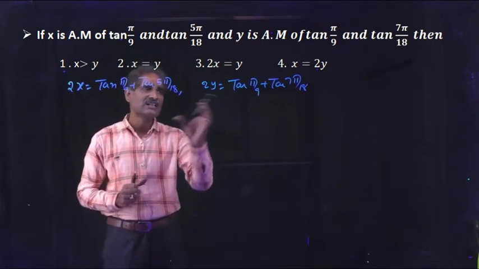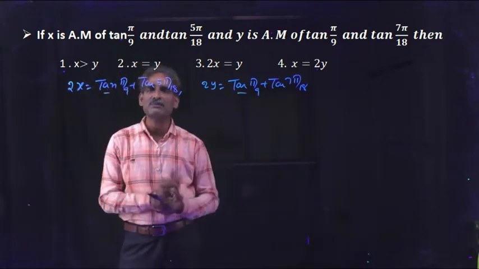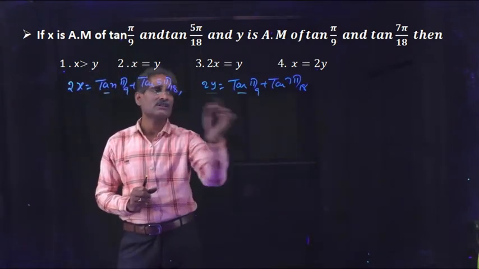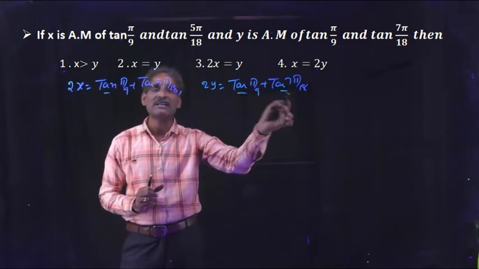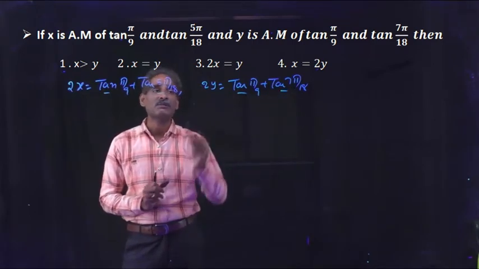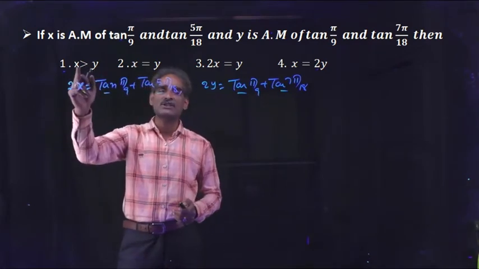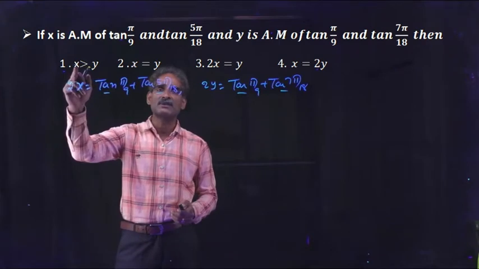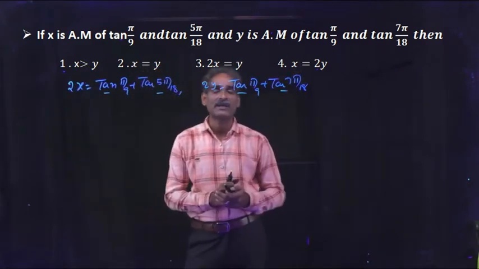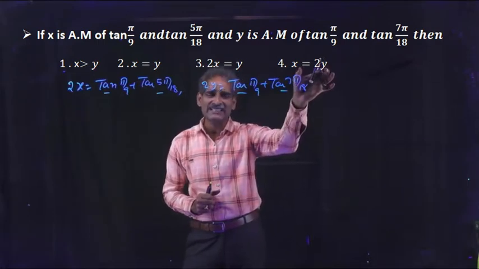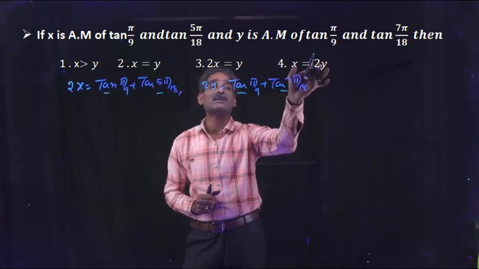In general, just observe that tan(π/9) is common in both the terms. Here these are the different terms. At the same time, tan(7π/18) is greater than tan(5π/18). That means definitely y is greater than x. So observe that here x greater than y, this is the first option, this is wrong. x equal to y is also wrong. X is greater than y, so it is also not good.